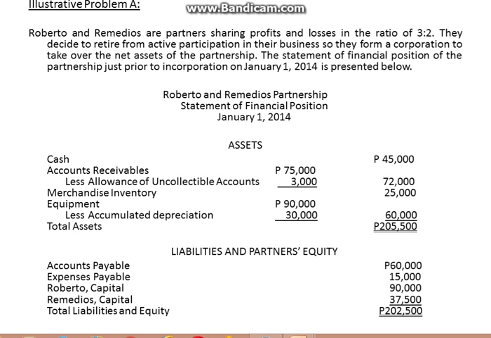To further understand this, here is illustrative problem A. Roberto and Remedios are partners sharing profits and losses in the ratio of 3 to 2. They decide to retire from active participation in their business, so they form a corporation to take over the net assets of the partnership. The statement of financial position of the partnership just prior to incorporation on January 1, 2014 is presented below. Roberto and Remedios Partnership, statement of financial position as of January 1, 2014.